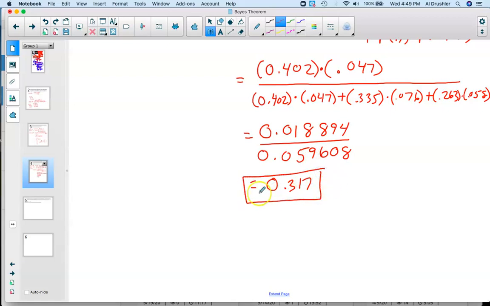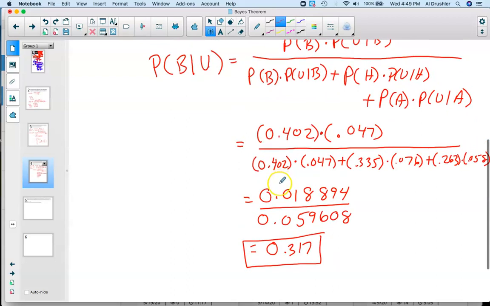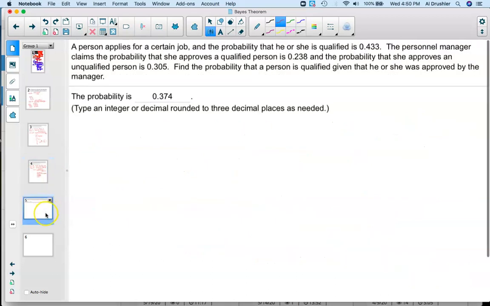Okay, so we had to use Bayes' theorem for this one. There's no contingency tables to go from. And the unemployed come from different categories, right? High school, associates, and bachelors. So that's another key indication of Bayes' theorem. Let's look at another example here.